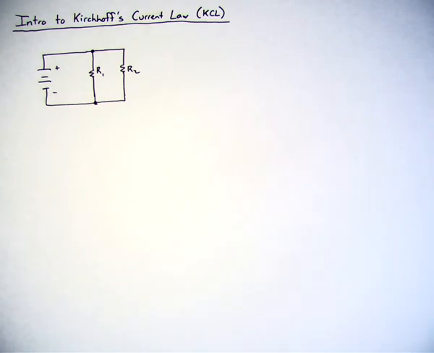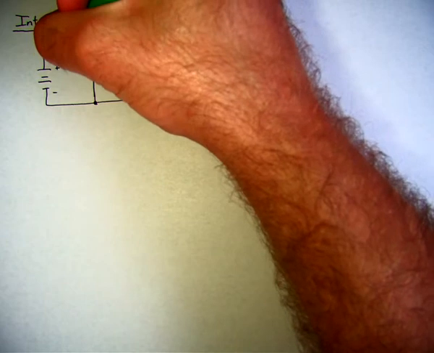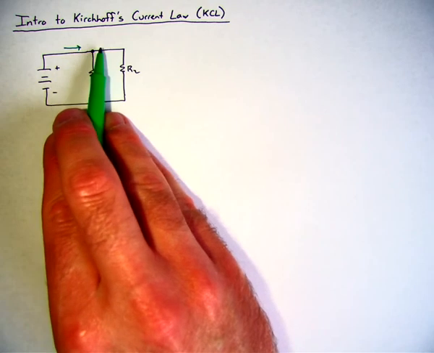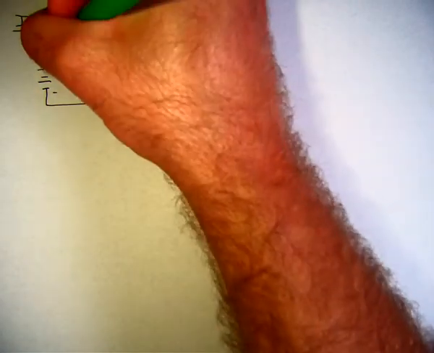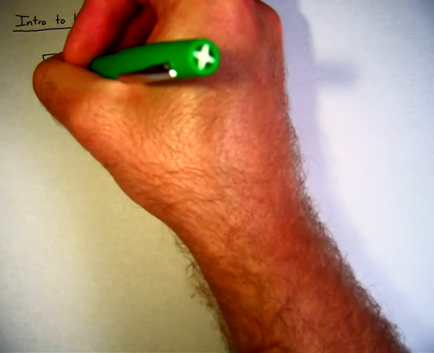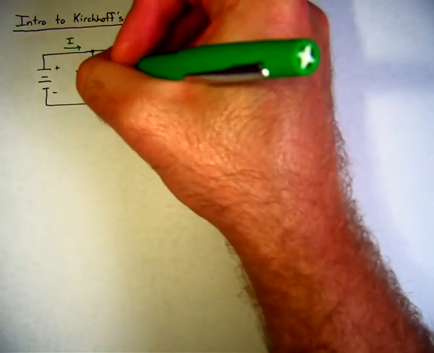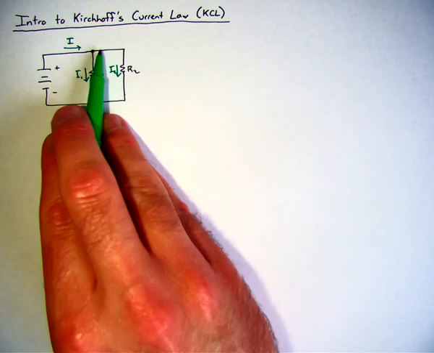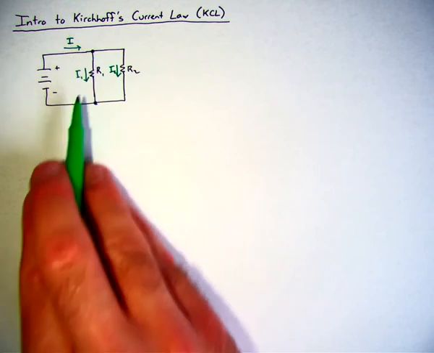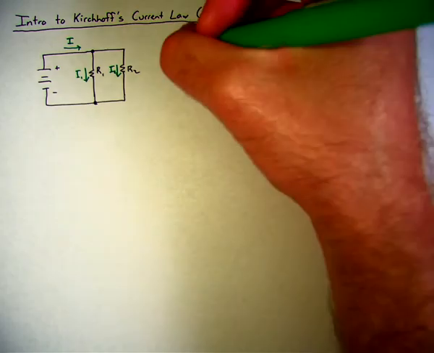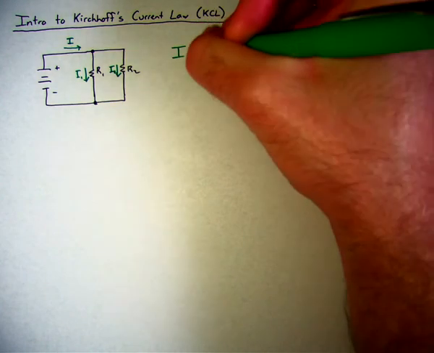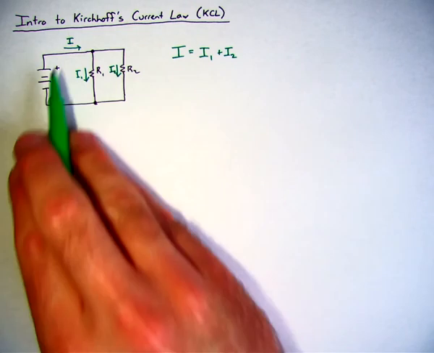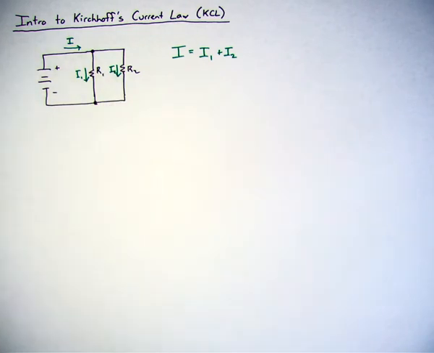Kirchhoff's current law states that the amount of current flowing into any junction or any node, so if we have this node, this junction right here where these three wires meet, if I call this current I, and I call this current I1, and this current I2, it means that the total amount of current going into that junction, so I is going into the junction, equals the total amount of current coming out of the junction. So that equals I1 plus I2. Simply put, I equals I1 plus I2 for this circuit that I have drawn right here. Current flowing in equals the amount of current flowing out.